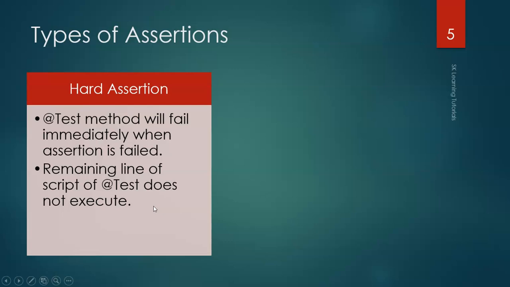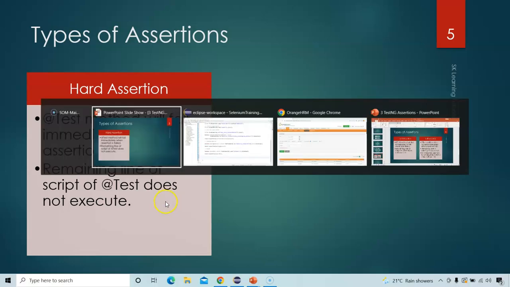So let's take an example. You have written 10 lines of code where at line number 5 you have written an assertion, and at the time of the execution, if that is failed, then the remaining lines of code will not be executed. So let's see it practically so that you can understand. I'll switch to my Eclipse.